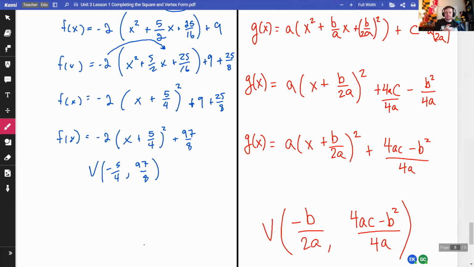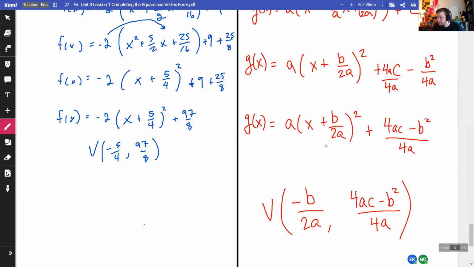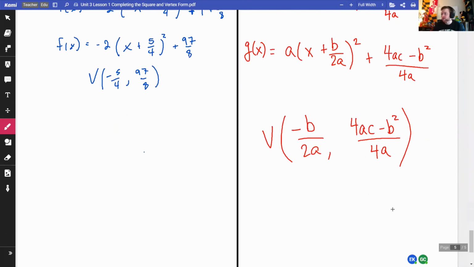All right, so we have one last thing that we need to do. And that is find my pen. Found it. We need to finally find those x-intercepts that we've been avoiding all of this lesson. So to find my x-intercepts, I need to set this thing equal to 0. I'm going to scroll down a little bit, give myself some room, also so we can see what you've written over here. 0 equals negative 2 times x plus 5/4 squared plus 97/8.